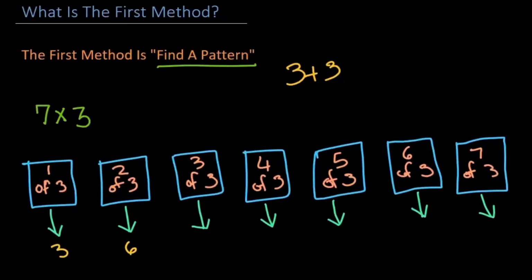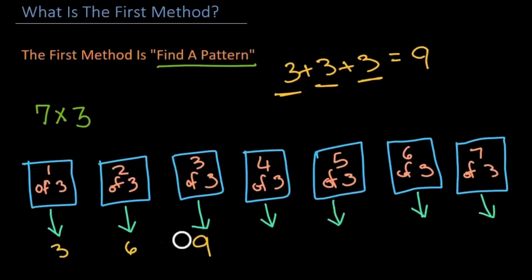Next, we have 3 groups of 3. That means it's 3 plus 3 plus 3 equals blank, because we didn't solve it yet. We have 3 groups of 3. 1, 2, and finally 3. 3 plus 3 plus 3 is equal to 9. So the third box is 9.